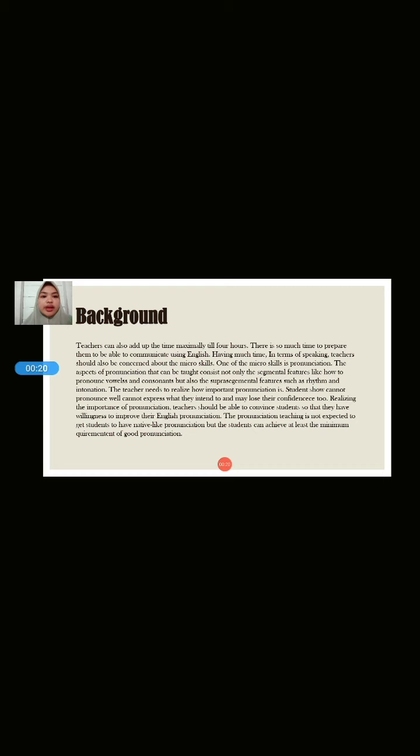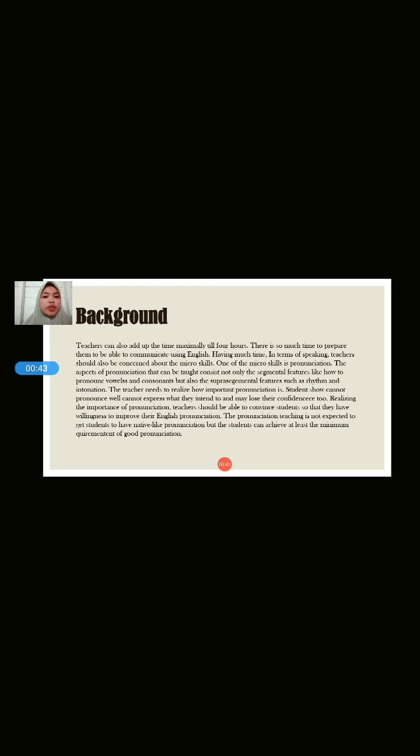Teachers can also adapt the time maximally up to 4 hours. There is so much time to prepare them to be able to communicate using English. Having much time in terms of speaking, teachers should also be concerned about the micro skills. One of the micro skills is pronunciation.